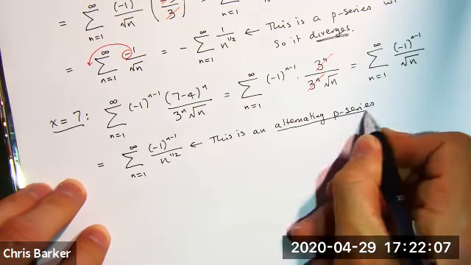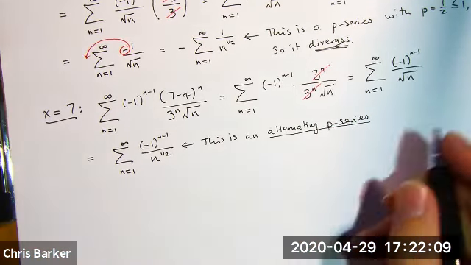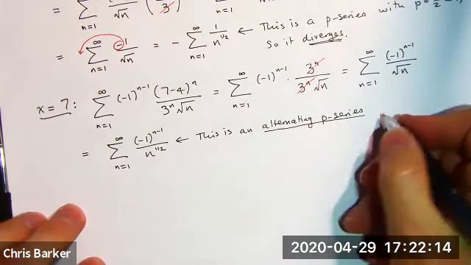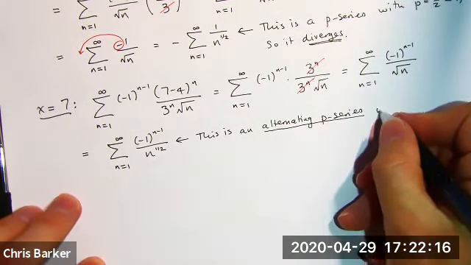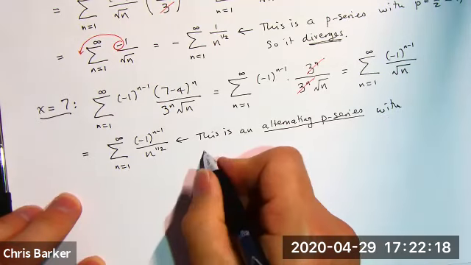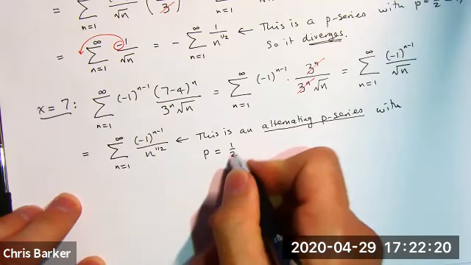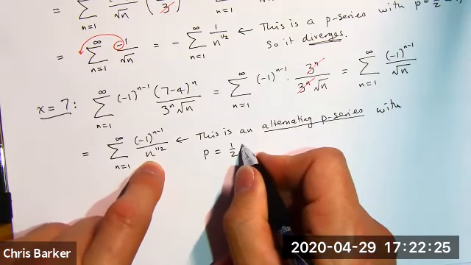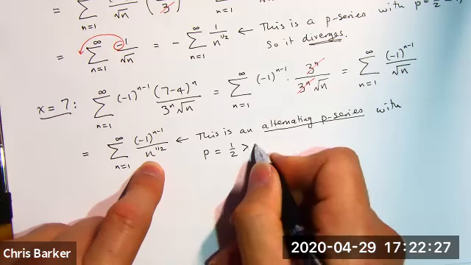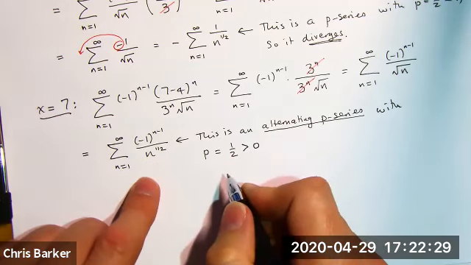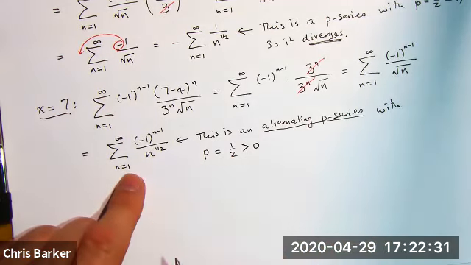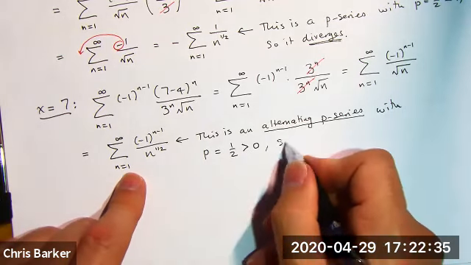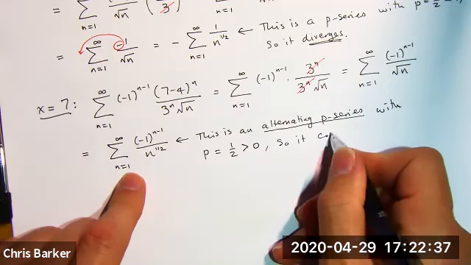Now, the conditions for convergence for an alternating p-series are a little bit more forgiving. This is an alternating p-series with p equal to 1/2. All you have to have is your p-value be bigger than 0 to get convergence if it alternates. And it is greater than 0, so it converges.